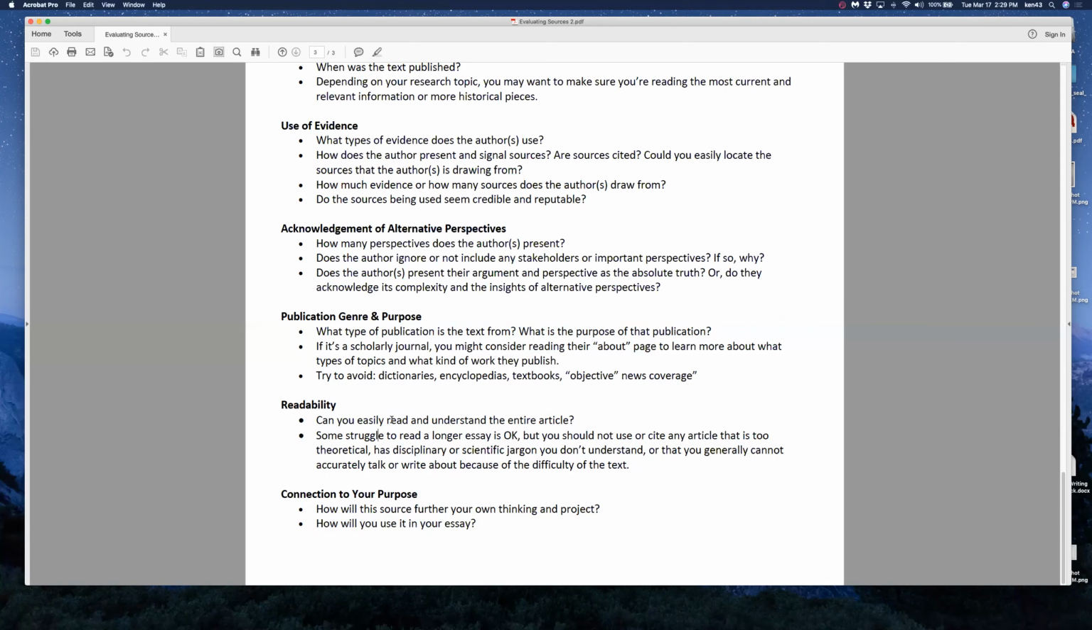And then that final question is connection to your purpose. So maybe you found a great scholarly article that fits within our class theme, that is readable and relevant, but it doesn't relate to your specific purpose for your essay. How are you going to use it? What ways are you going to draw on it? You need to be able to skim an article and figure out, how will this add to my own project? How will I use it? How will it help me, right? And if you can't answer that, it might not be the best source for you.